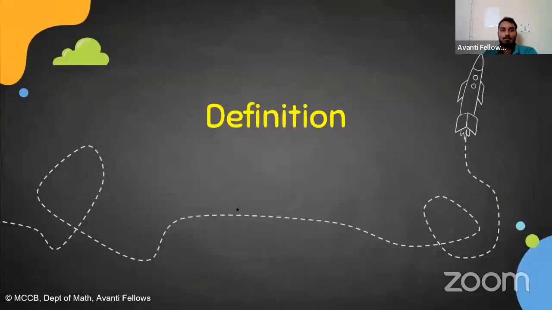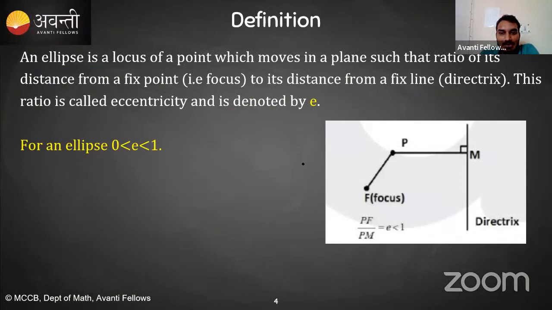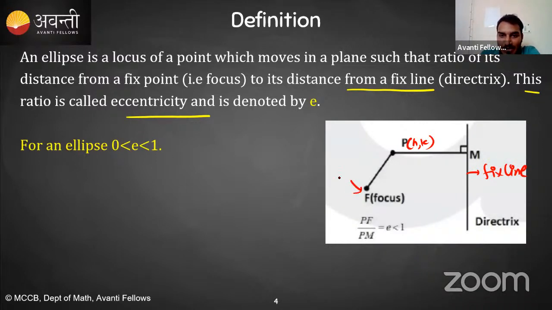First of all, the definition. One definition is that an ellipse is a locus of a point which moves in such a way that the ratio of its distance from a fixed point to its distance from a fixed line is constant, and this ratio is known as eccentricity. What do you mean by that? Let's say this is a variable point h comma k, and this is a fixed line. The fixed line is known as the directrix, and F is a fixed point. The fixed point is known as the focus.